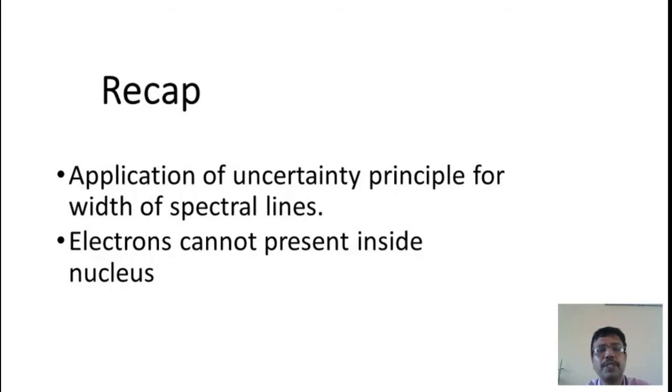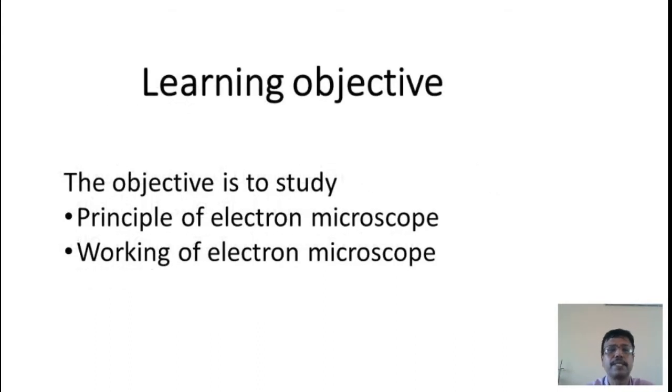That means there is a large energy difference between the energy calculated using the Heisenberg uncertainty principle and the experiment where the electron is emitted. This shows that electrons cannot be present inside the nucleus. This is the conclusive evidence, and these are the two applications discussed in the previous class, called applications of the Heisenberg uncertainty principle.